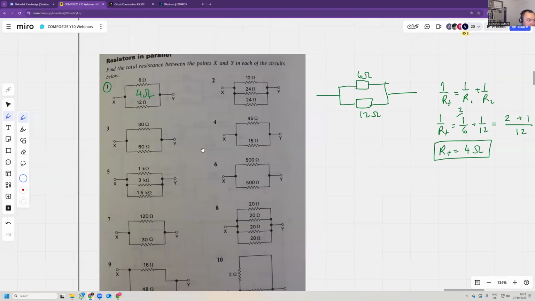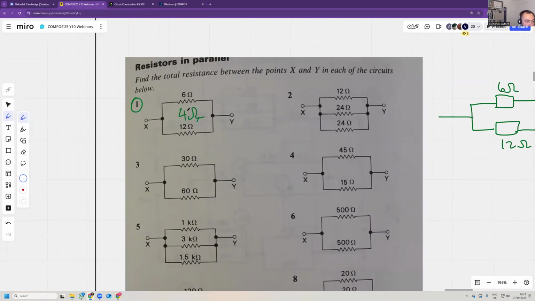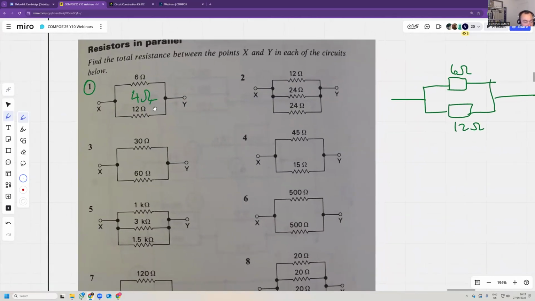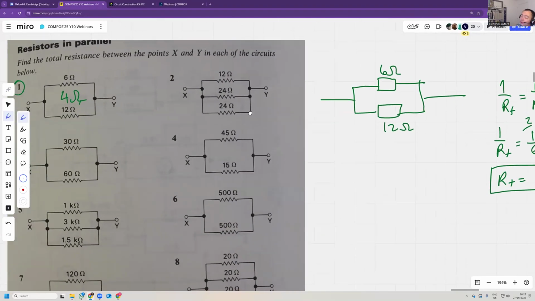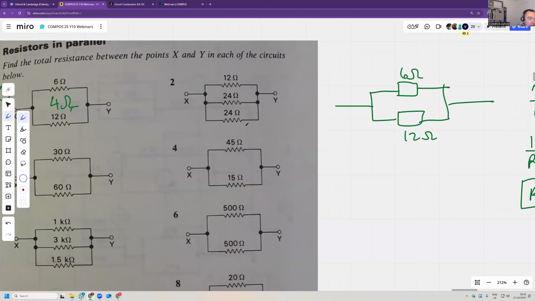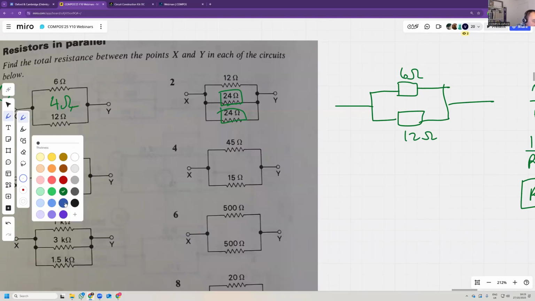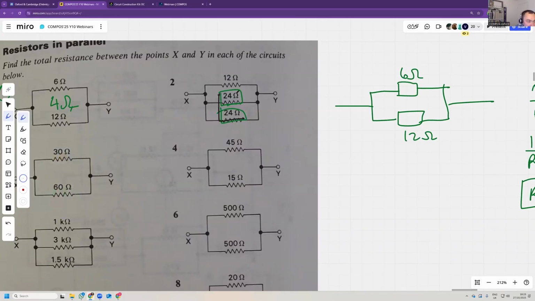What's interesting, the total resistance is lower. Also, the total resistance is lower than the lowest resistor. That's also important. Now, in the second one, you could use the formula, but you could use a nice trick. Look, you have 24 and 24. If you have 2 identical resistors in parallel, the total resistance is halved. So 24 and 24 in total make 12 ohms.